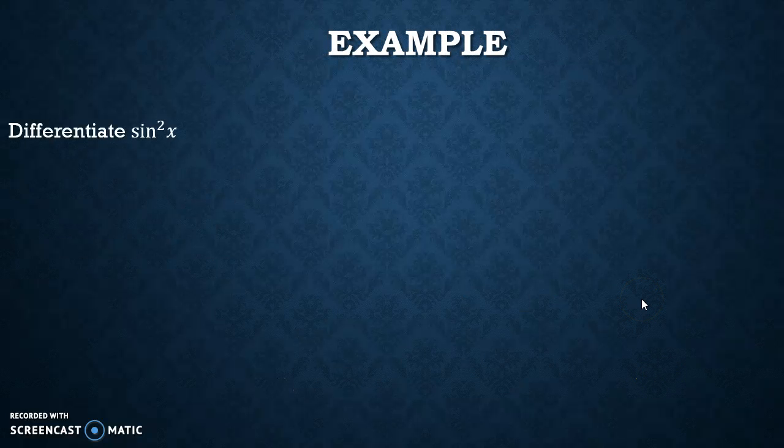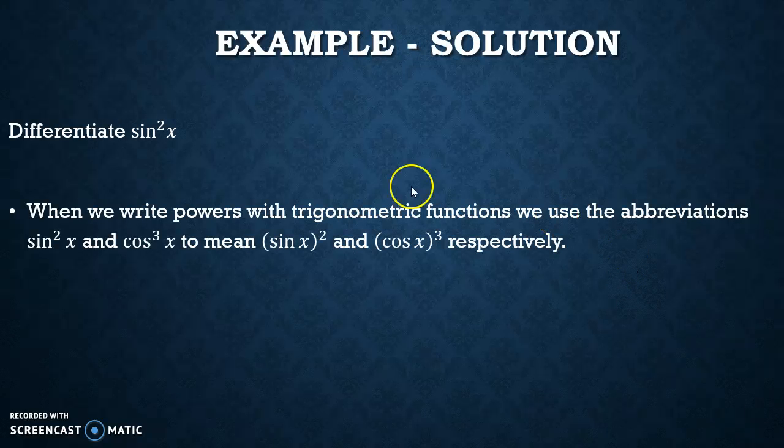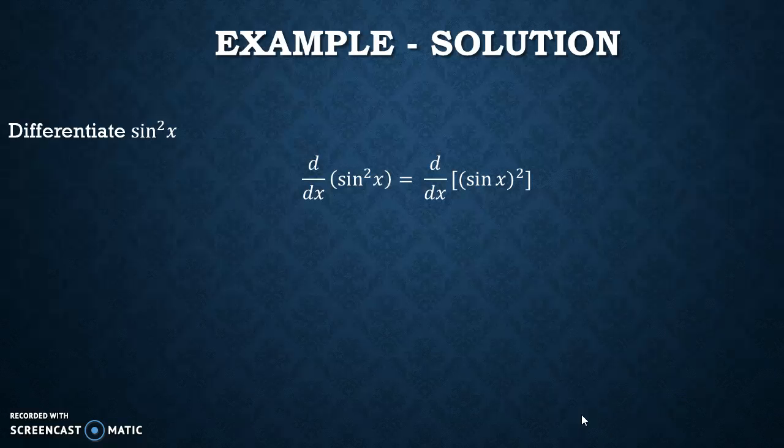We're looking at differentiating sine squared x. When we write it with the power 2 before the x, it's the same as writing (sine x) squared, or cos x cubed, for example. You just want to make sure you make that distinction between sine x squared, so sine x in brackets squared, and sine brackets x squared. Okay, there's two different things. You just got to be careful with your brackets and your powers.